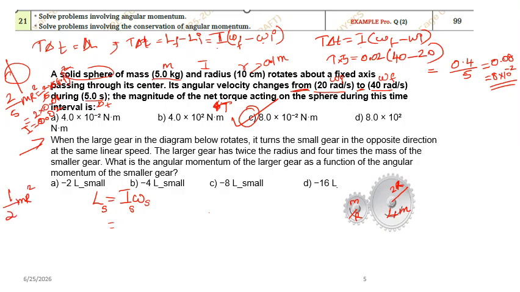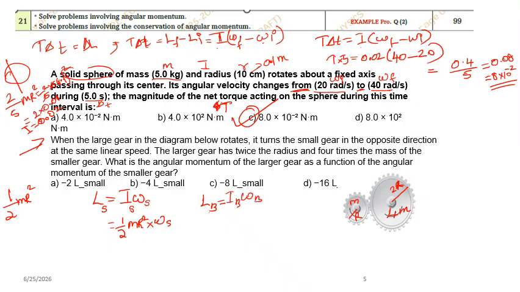So I'll be writing the moment of inertia of the small one, which will become half m r square, into omega s. Omega s is not given, but we'll come to the omega s part later. Now similarly, let me write the angular momentum of the big one. So the angular momentum of the big one will be equal to I big into omega big.